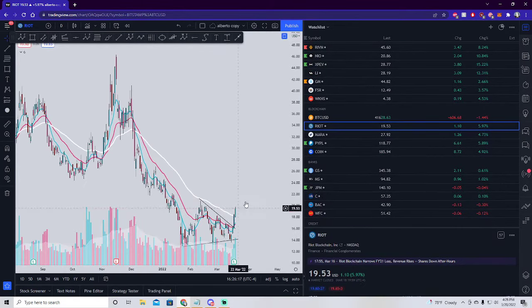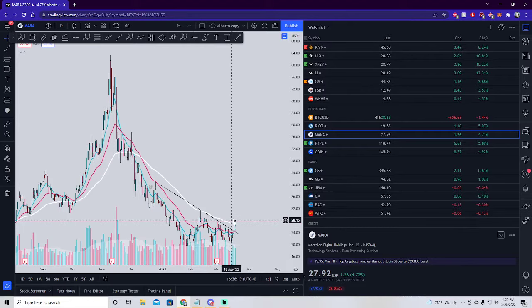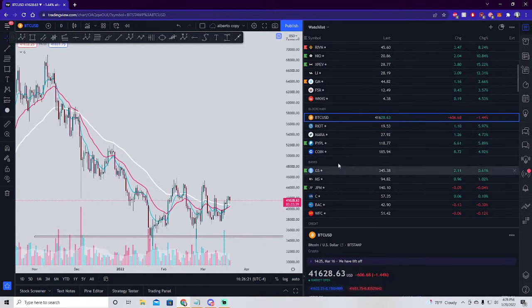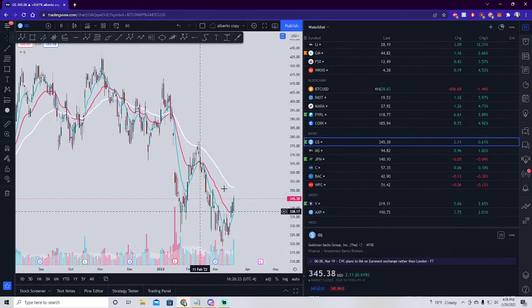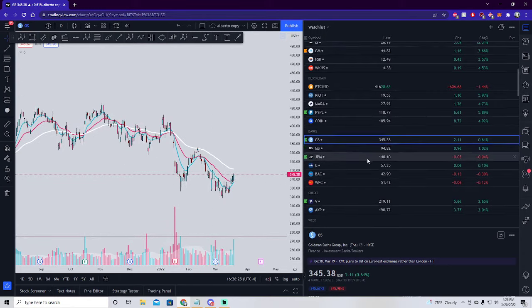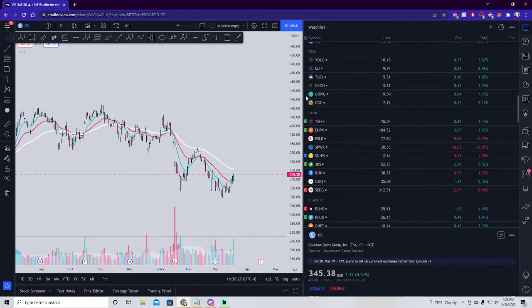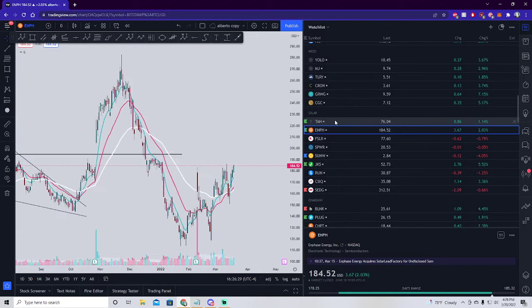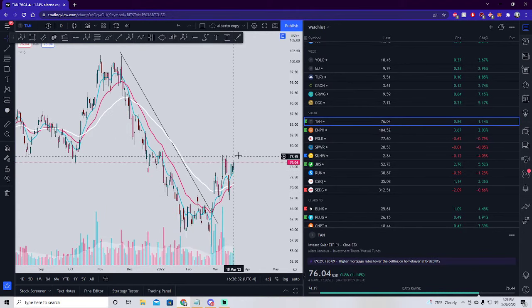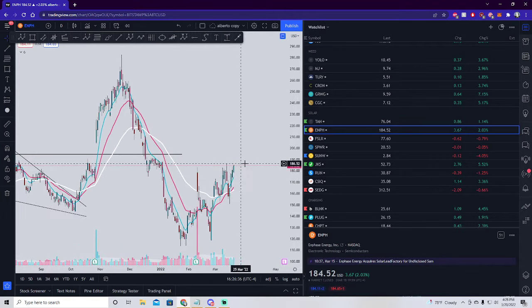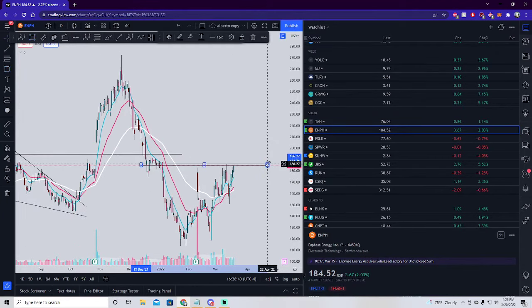Like for example, Riot's breaking out. This could be one that I'm gonna watch, right? As Bitcoin maybe starts breaking out, you want to give an eye at how banks are looking, and you just scroll through the list. Solar was a little bit weaker, but maybe if TAN, the ETF for solar, starts breaking out, I'll start looking at some of these names. ENPH was one that I found that looked pretty solid as it was kind of breaking out from this area.